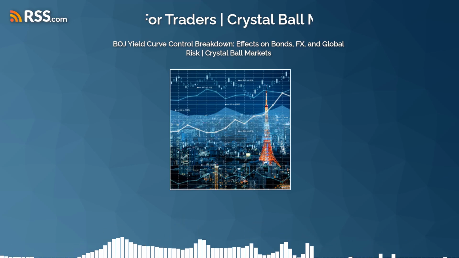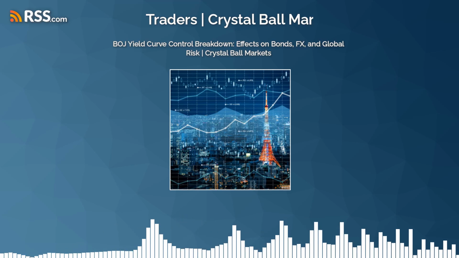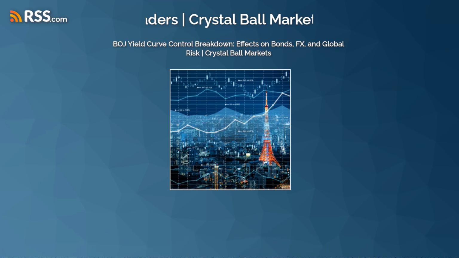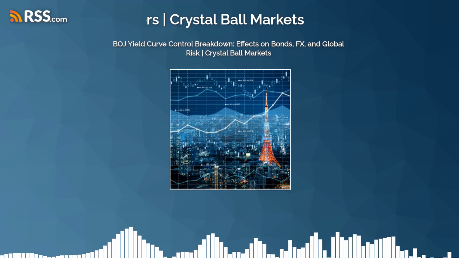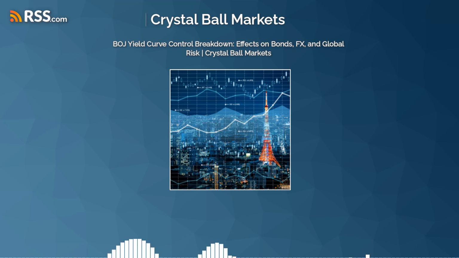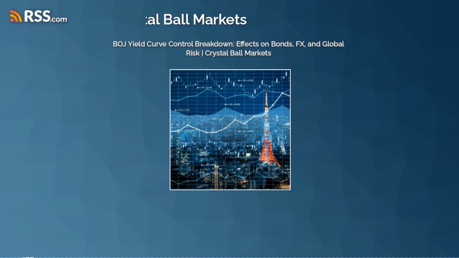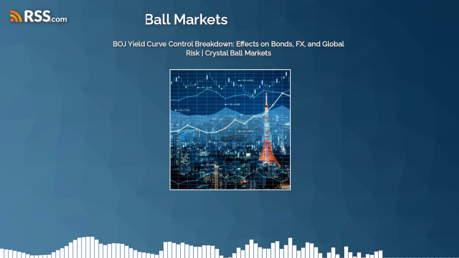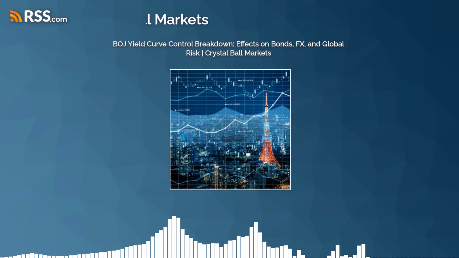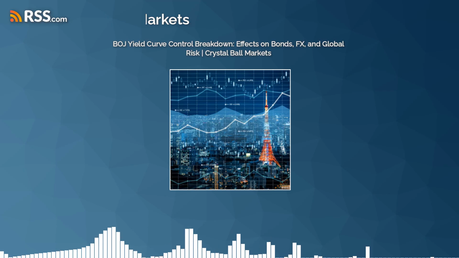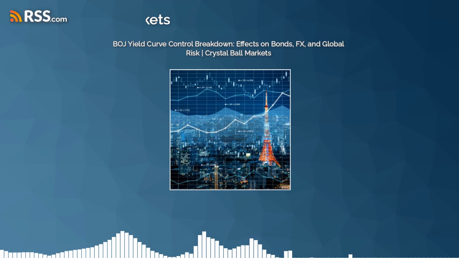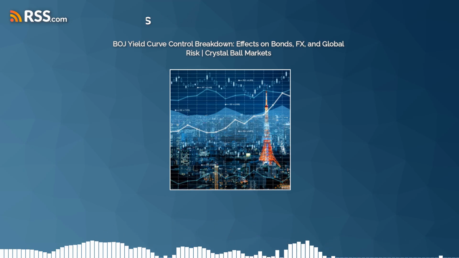So what should you be watching as a trader? Keep an eye on BOJ policy announcements, especially any changes to yield targets or tolerance bands. Monitor inflation data in Japan. Watch the yen closely, particularly against the US dollar. And pay attention to any signs of increased bond market intervention. Even small adjustments in policy can have outsized effects.